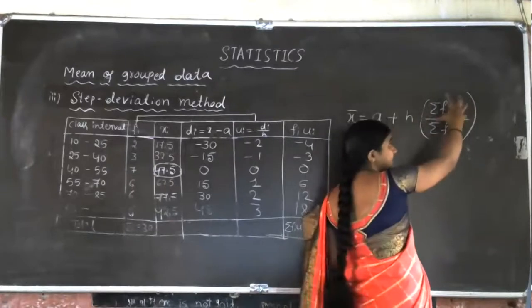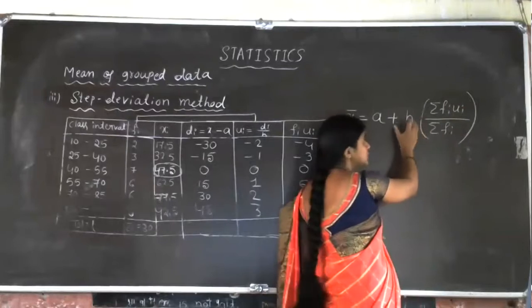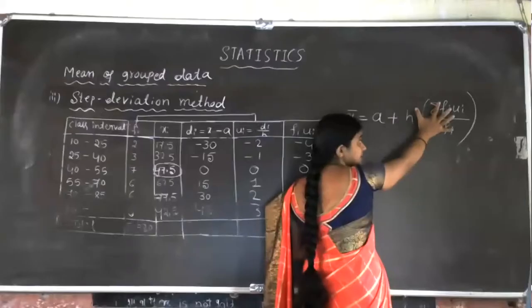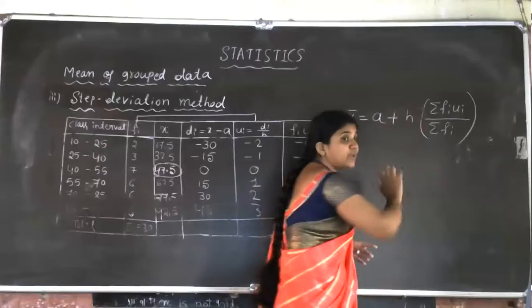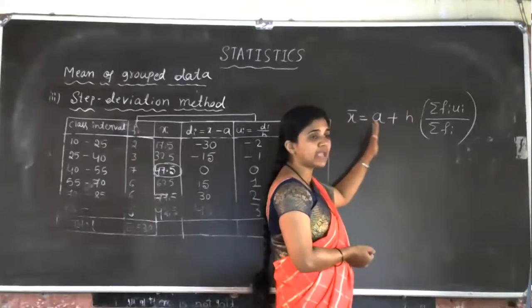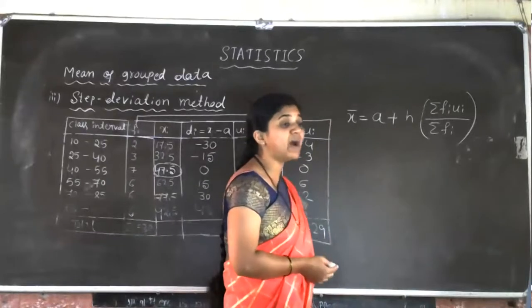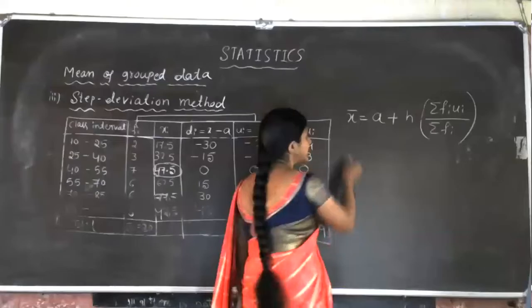To get this, the small trick is that we divided by one factor, 15, so that factor we have to multiply for the whole. Then to get this condition, we subtracted one value, and that value we have to add. Is that clear how we got the formula? So x bar is equal to a plus h into sigma fi ui divided by sigma fi. Is that clear?